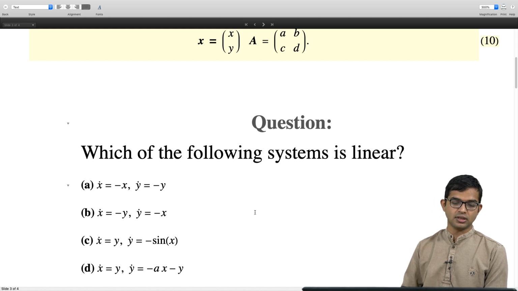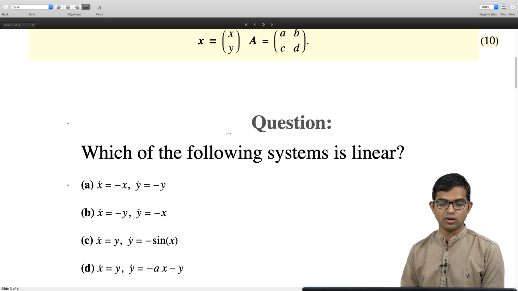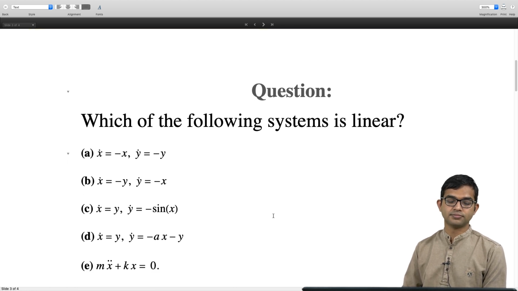So the answer is, of course, A is linear, B is linear. In fact, we have already looked at these examples. They're definitely of the form which is described above. C is not linear because y dot equal to minus sine of x is involved, so it is not linear. And D is also linear. It involves x and y, that's okay. And what about E? Is it linear?